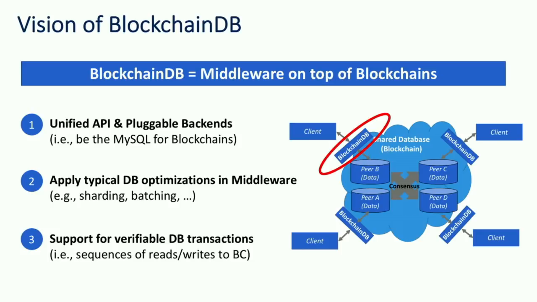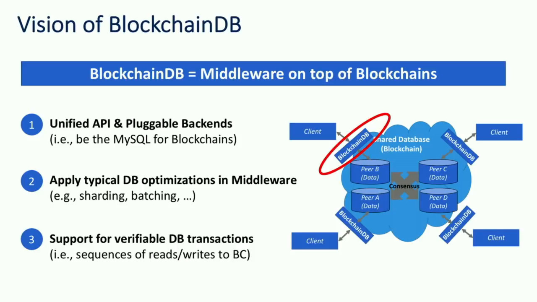The second one is that we can apply typical database optimizations in the middleware. We've seen that performance itself is a major limitation, and by applying some tricks in the middleware, by sharding across certain blockchains, we can achieve much higher throughput than what the existing blockchains give us already. And the last one is that we want to support this notion of verifiable transactions: executing read-write operations via BlockchainDB, and then at the end getting a verification mechanism that tells us whether the transaction we've executed was correct with regard to the consistency level, for example, selected in the database system.